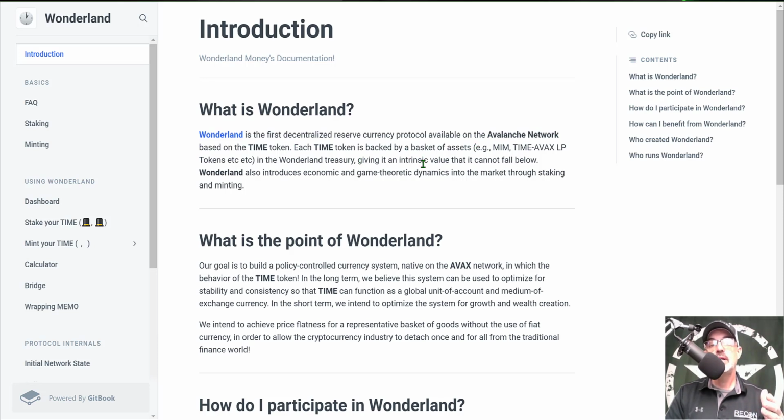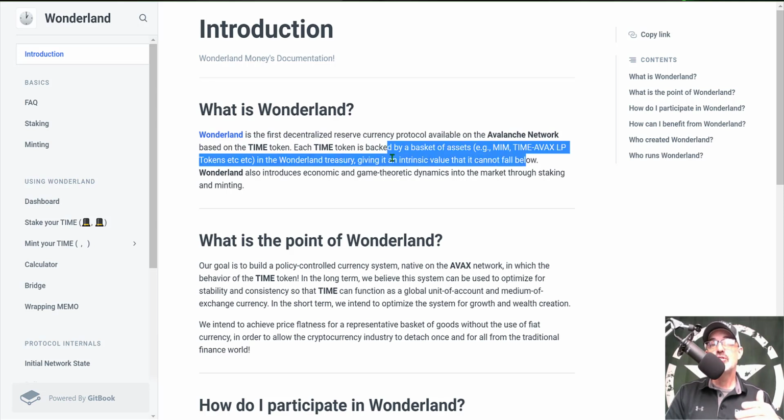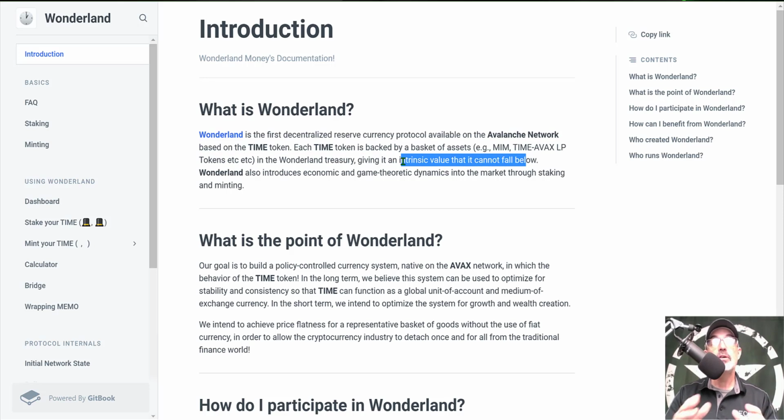Now, if we continue on, each time token is backed by a basket of assets in the Wonderland treasury, giving it an intrinsic value that it cannot fall below. I'm not exactly sure what this intrinsic value is that it can't fall below. That would almost make it sound like it's a stable coin, which it is not. There is a lot of volatility in the price of this particular token.